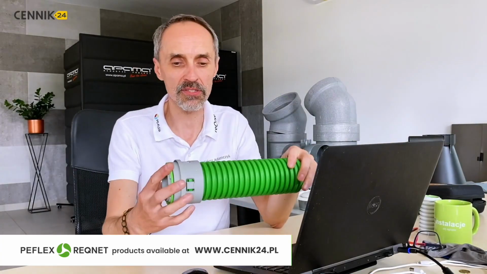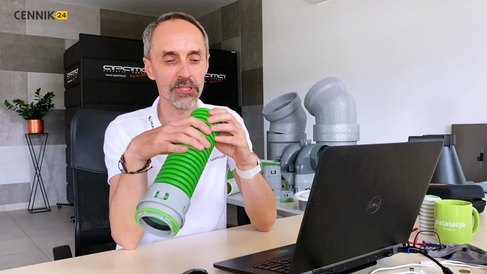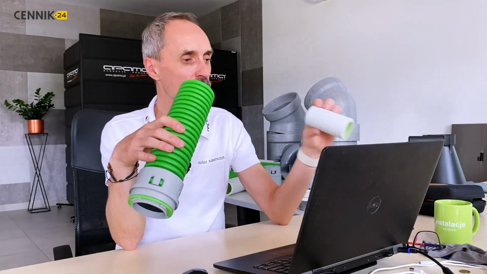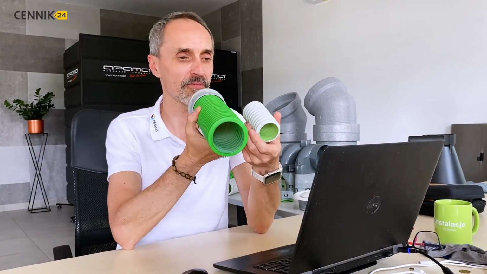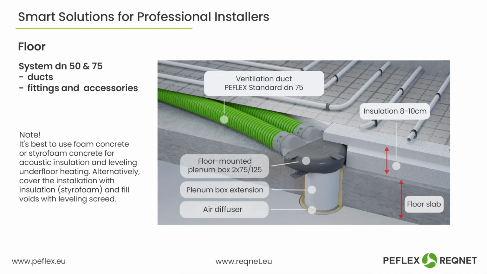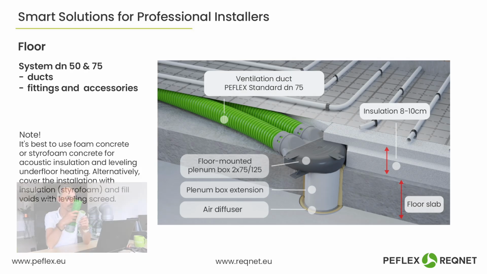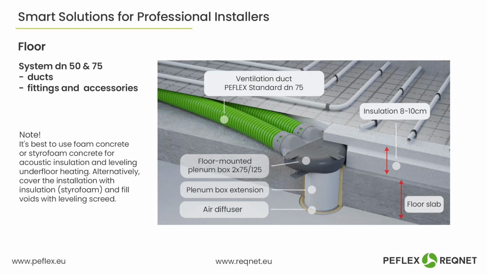However, a better solution is when we can use ducts with an external diameter of DN75 on the floor, as well as the entire system, meaning the plenum boxes or distribution boxes. This is because, taking into account the internal diameter and the possible nominal airflow, the difference is threefold. So, with a single 75 mm pipe, we can move as much air as with 350 mm pipes. That's why the optimal solution for use on the floor is to use the 75 system, and in the case of the 75 system, it's a good idea for the acoustic insulation to be at least 10 centimeters high.